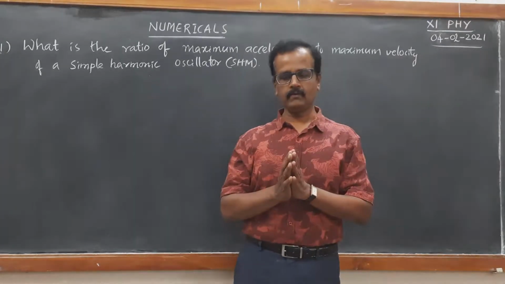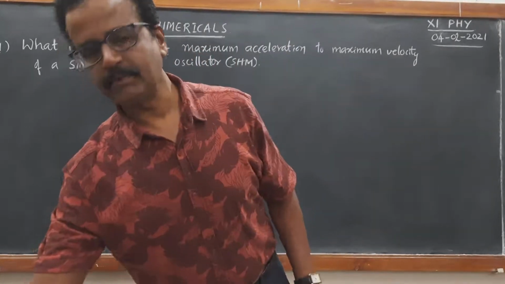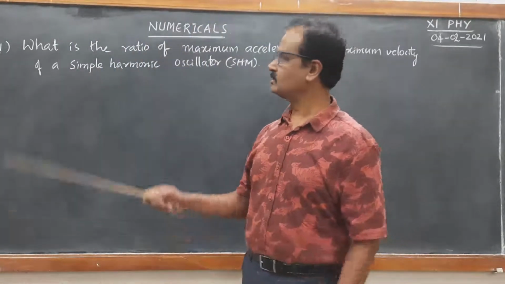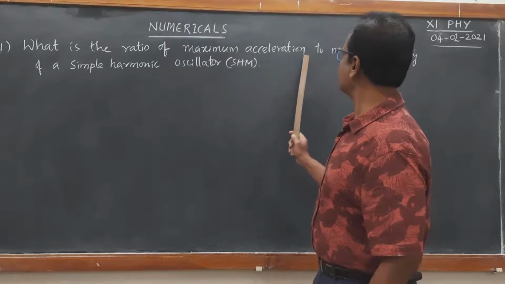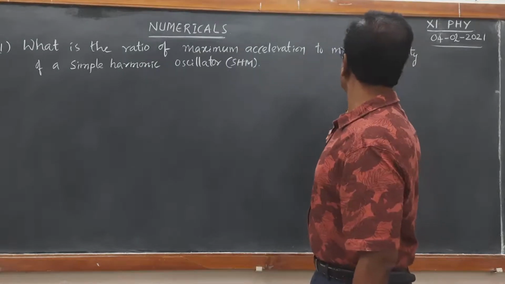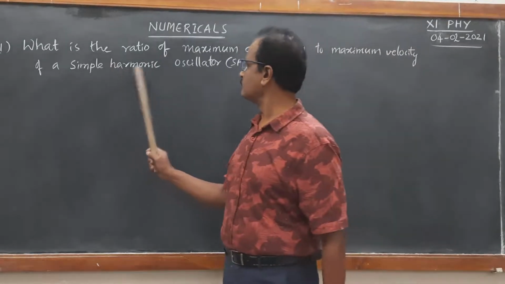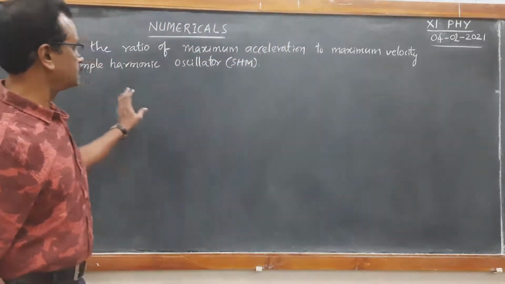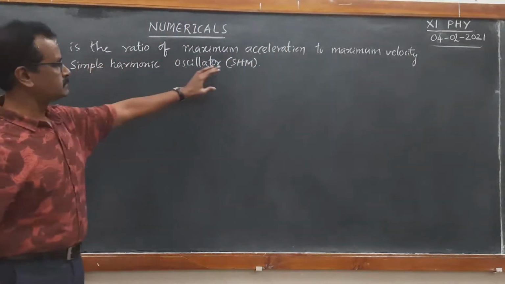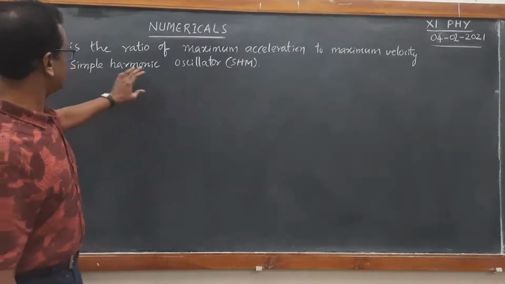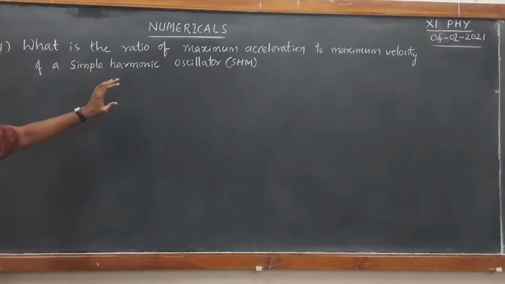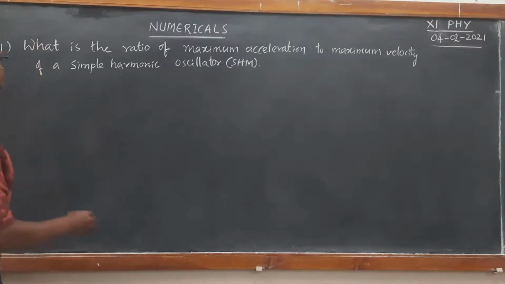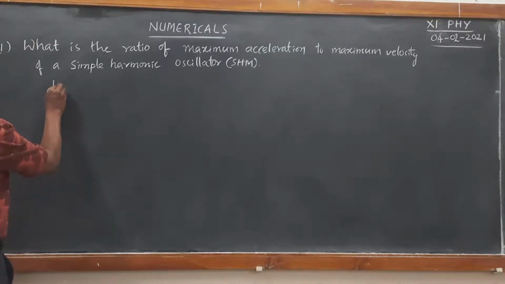Okay. Now, the one particular problem, it's of 2 marks. What is the ratio of maximum acceleration to maximum velocity of a simple harmonic oscillator? The question is very simple. What is the ratio of maximum acceleration to the maximum velocity for a body in simple harmonic motion?